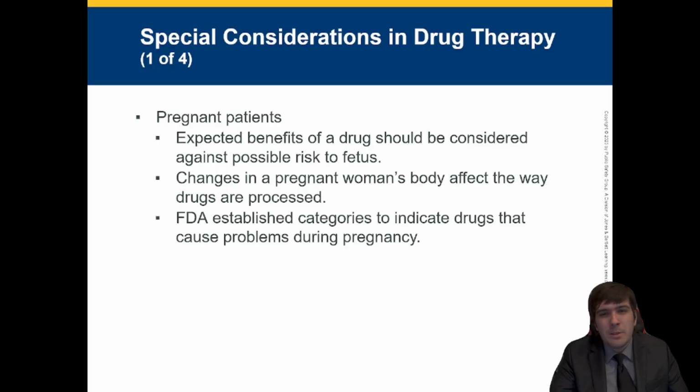Always expect the benefits of a drug to be considered against the possible risk. There are a few different categories. The ones we need to be concerned about are categories D and X. So category D drugs, the fetus will be harmed by the administration of the drug, but you can give it if the benefits outweigh the risks. So if it's a life or death situation and the mother needs it, go ahead and give the medication. We can deal with the rest later on.